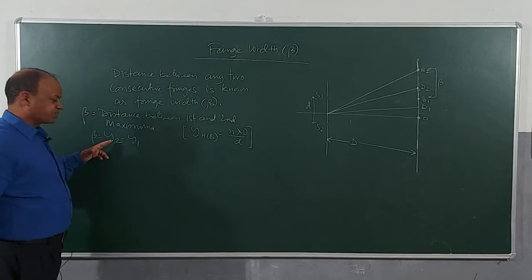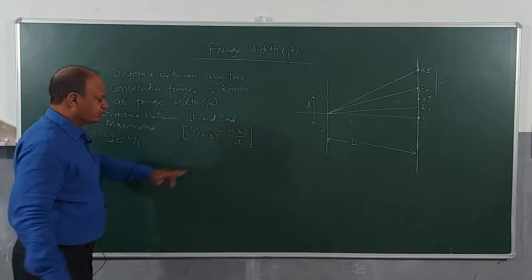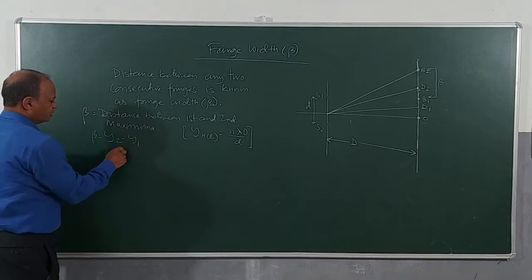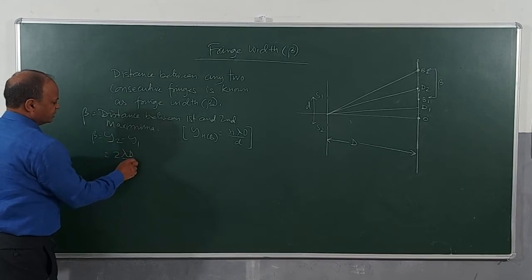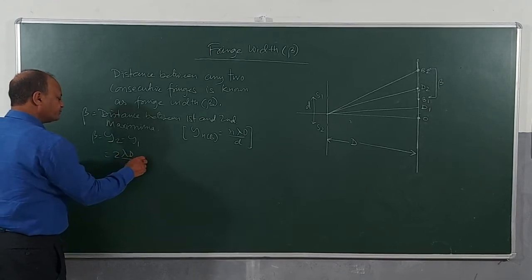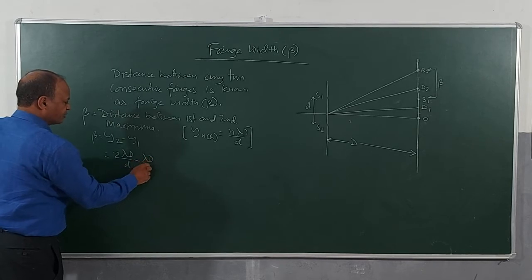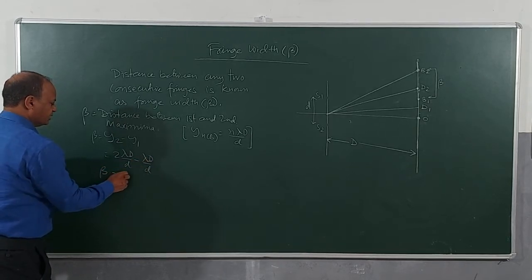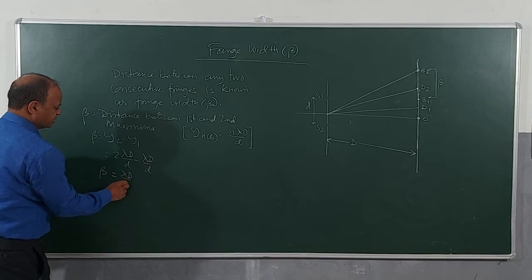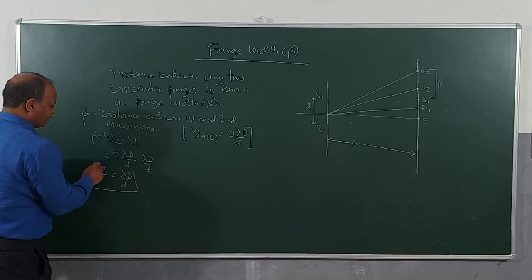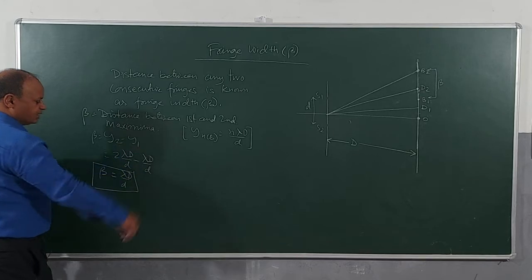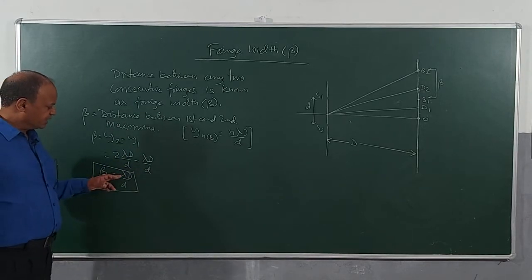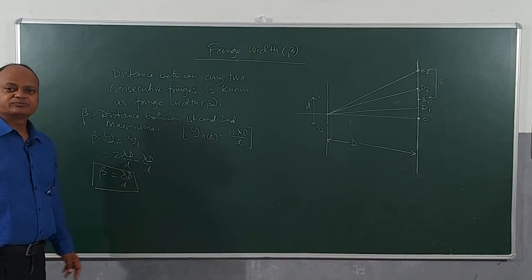So, for the distance of the second maxima, I will put n is equal to 2. So, I get 2 lambda D by d, minus, for n equal to 1, lambda D by small d. So, beta here will be lambda D by d, and children, this is beta for the bright fringe, lambda capital D by small d.